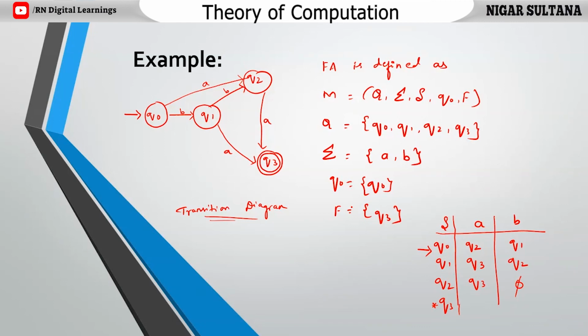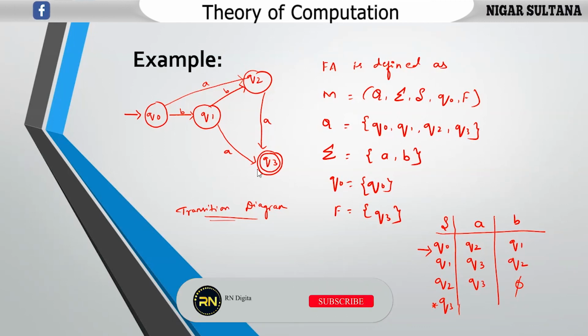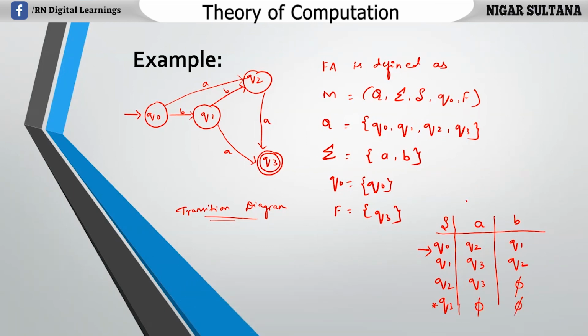Now from Q3, just check, is there any input symbol A or B? No, we don't have. So write null. So this is your transition table. This is a way of defining a finite automata as well as writing the transition table.